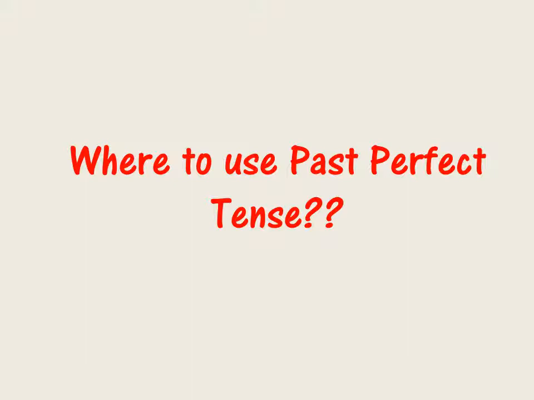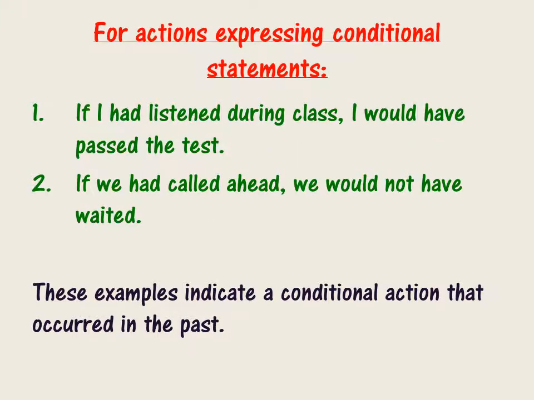We also need to say in what all kind of situations we can use past perfect tense. The very first type is for actions expressing conditional statement. Anywhere there is a condition in the statement, such kind of statements are denoted by past perfect tense. Let's see.